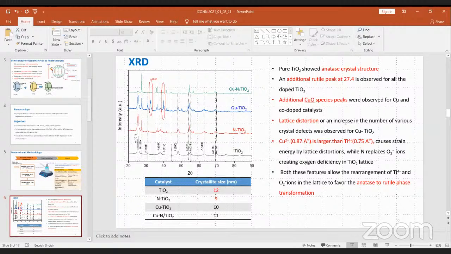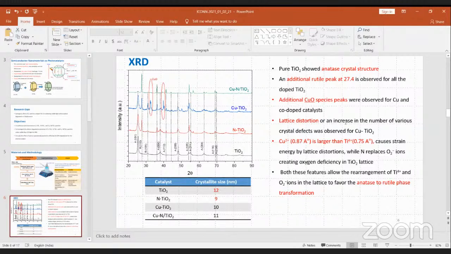In the figure shows the XRD spectra of the catalyst, where we can see the pure TiO2 showed anatase crystal structure, whereas an additional rutile peak at 27.4 is observed for all the doped catalysts. Also, for copper and co-doped catalysts, additional copper oxide species peaks were also observed. And there is a lattice distortion or an increase in the number of various crystal defects was observed for copper TiO2 because of the larger size atomic radii of copper 2 plus as compared to Ti4 plus. Also, there is an anatase to rutile phase transformation.